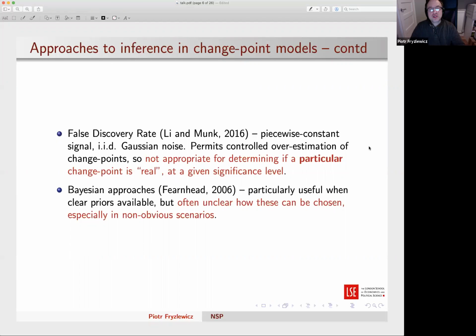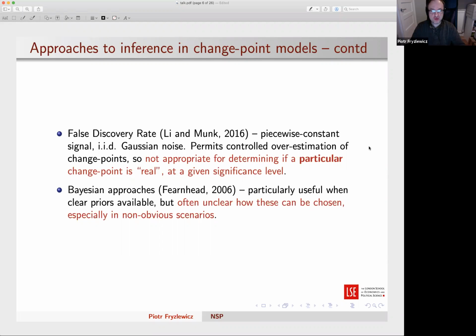But I would argue that it's not often very informative when it comes to determining if a particular change point is real, because I don't know if this particular change point I have comes in this overestimated bunch or whether it comes in the not overestimated bunch. So false discovery rate in change point problems is not useful for local information, for information about a particular change point. And there are Bayesian approaches.